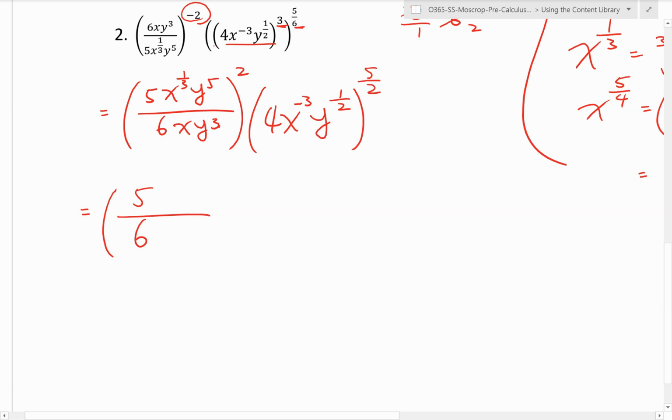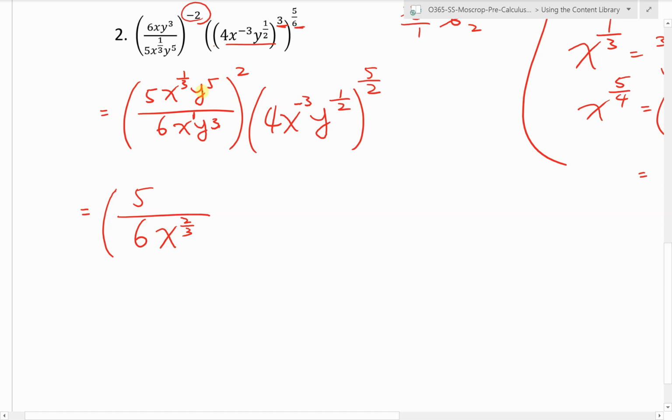We have x and x as the base, so I'm now going to look at the exponents to see which one is bigger. That's 1 over 3. Recall, if it's not written, it's a 1. 1 is bigger than 1 over 3, so I'm going to subtract from the denominator, because 1 is bigger. 1 minus 1/3 is 2/3.